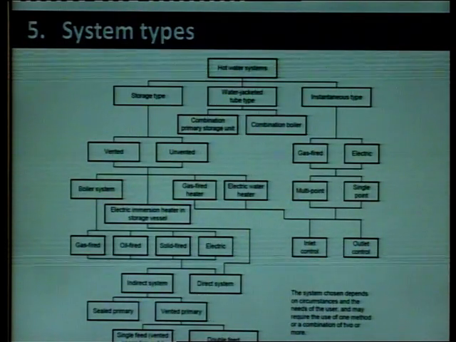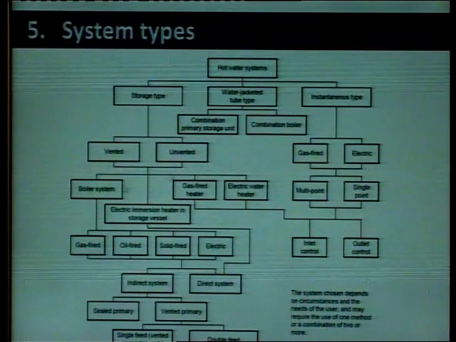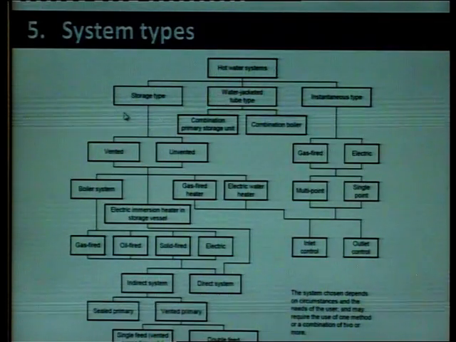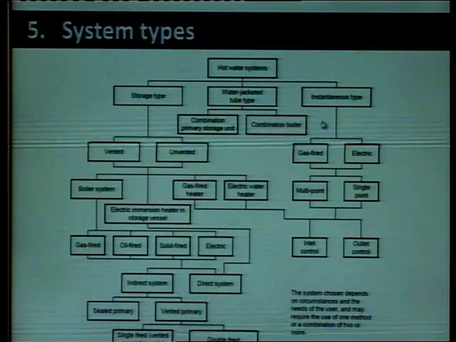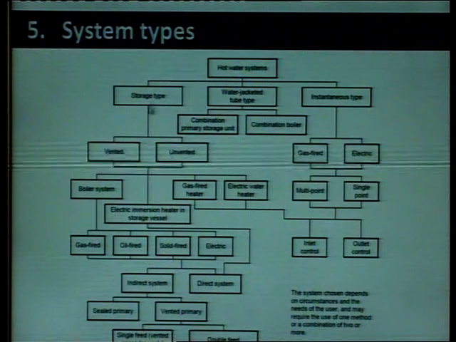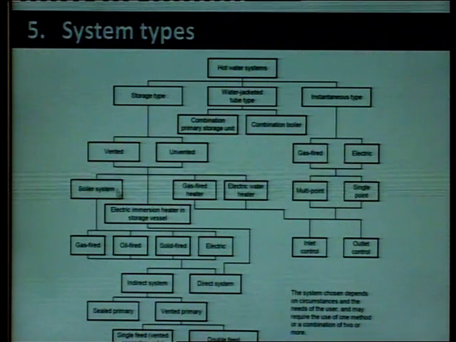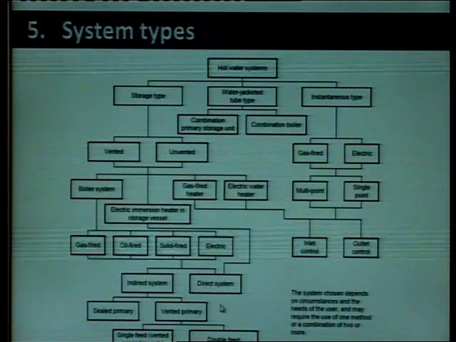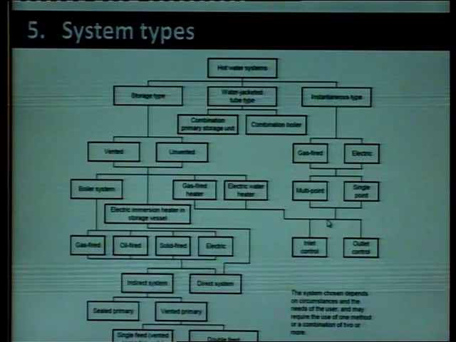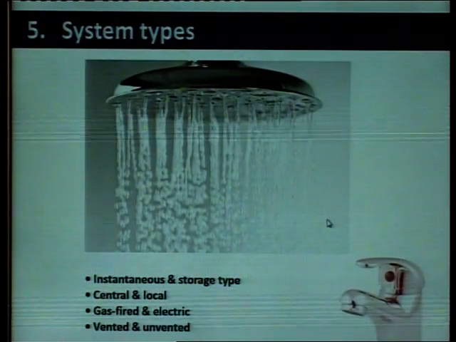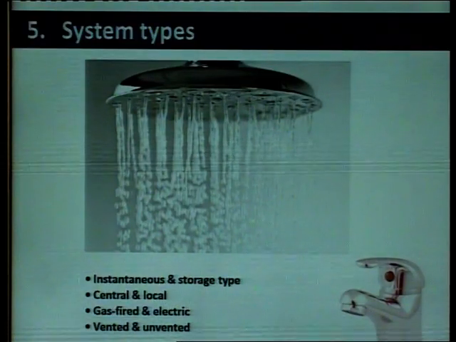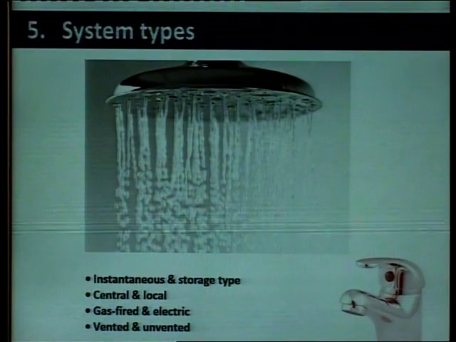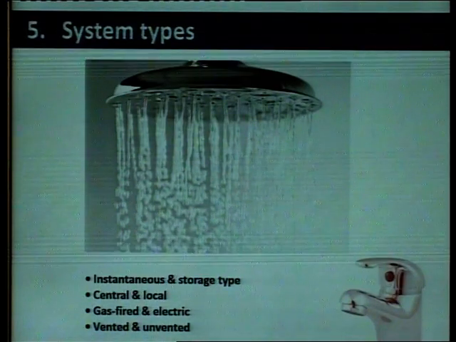This chart elaborates on the types, in a hierarchical slide, which is showing hot water systems on top. Left side you have the storage type, right side you have the instantaneous type, and then you have vented, unvented. I will not go into too much detail about this, because it is going to take a lot of time, but what is important to be known is that primarily we have instantaneous, that is spot, or primarily immediate.